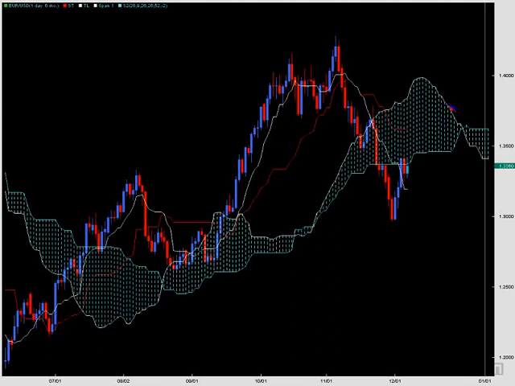Now, this Kumo is kind of dynamic and unique. It changes over time. It has trajectory. It has a thickness or thinness to it. It can be belly side up or belly side down. What that means is the Senku Span A is up or the Senku Span A is down. That can all have a gauge and a bearing on the Kumo. And the Kumo's main job is to identify or give you a gauge for support and resistance.